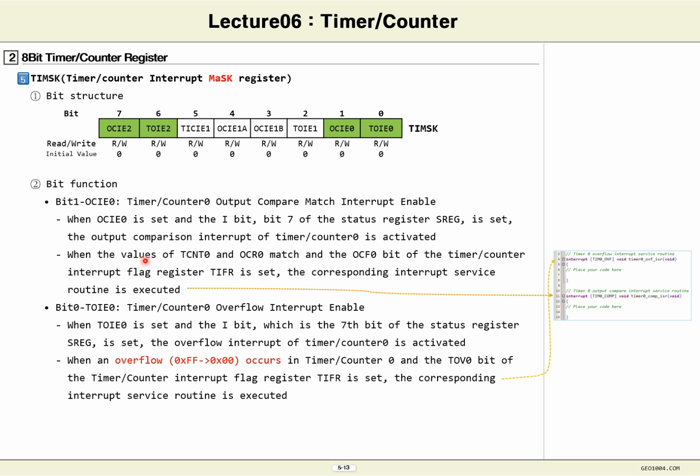If the timer counter 0 and OCR 0 are the values at which a match occurs, the OCF 0 bit is set to set in TIFR. The corresponding interrupt service routine is executed immediately. As you can see here, if you follow along like this, it compares with the timer counter 0. This interrupt service is activated.